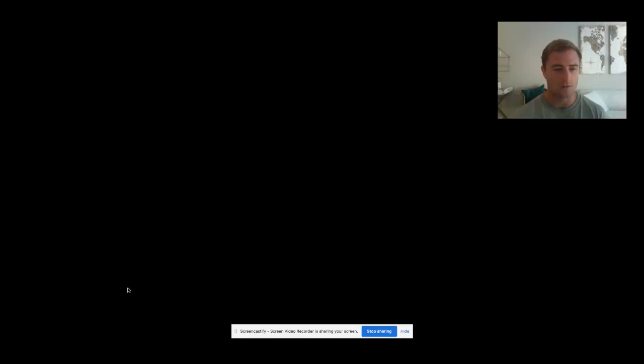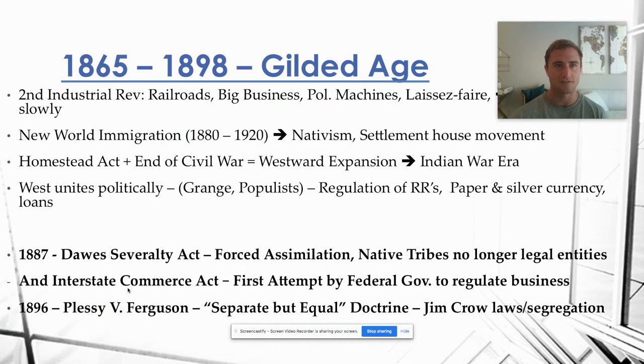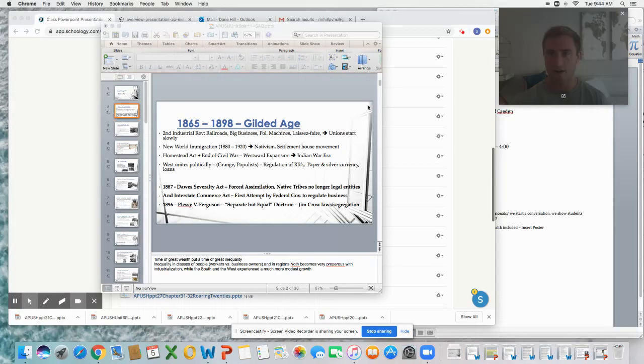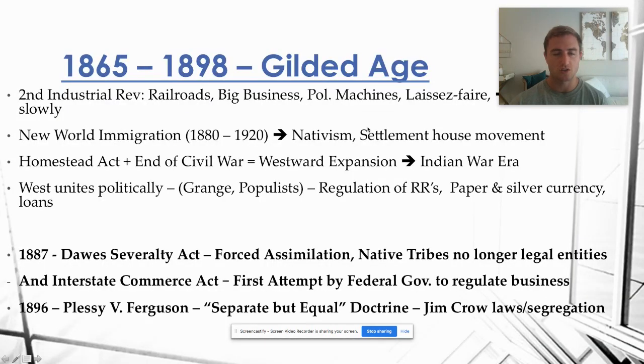The Gilded Age, 1865 to 1898. So we have our Second Industrial Revolution. We've got railroads, we've got big business, political machines, another element of corruption, laissez-faire government. Unions are going to start as a result. We are going to start talking about unions. We've only briefly talked about unions before.